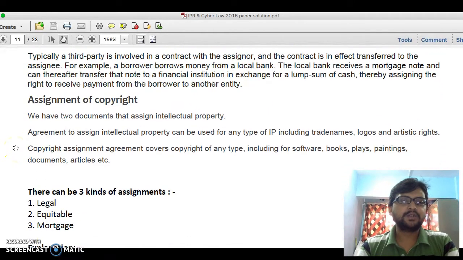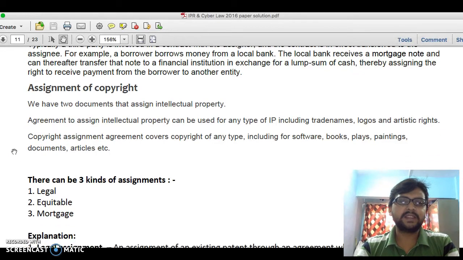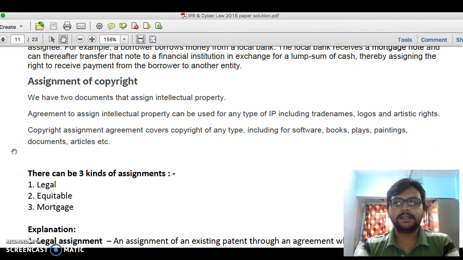Assignment of copyright. For allotment of copyright, we don't create an assignment at that point of time. We create an agreement. We'll discuss agreements and licenses in a future lecture. Remember, students often make mistakes between assignments, licenses, and agreements. There are three types of assignments: legal, equitable, and mortgage.